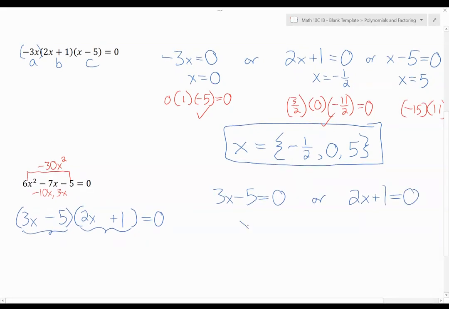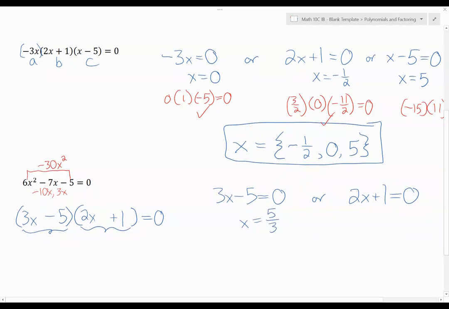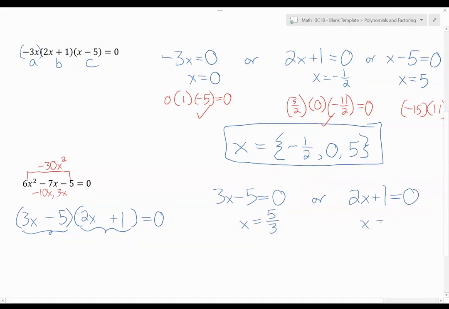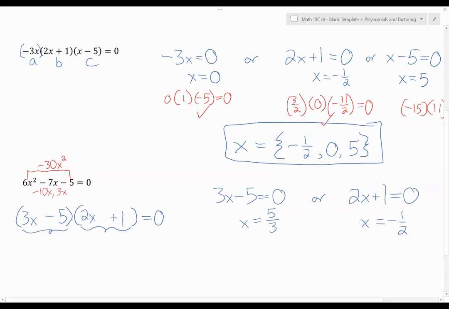But I get x equals 5/3, so that is one thing that would make this whole equation 0, or x equals negative 1/2. If I were to plug either one of these back into that original equation, so 6 times 5/3 squared minus 7 times 5/3 minus 5, or 6 times negative 1/2 squared minus 7 times negative 1/2 minus 5, both of those things will give me 0.